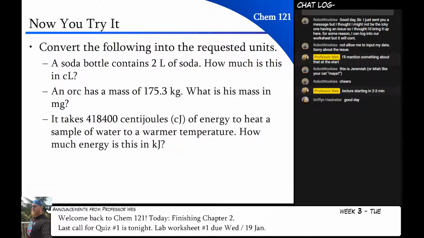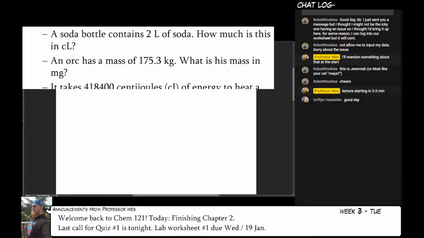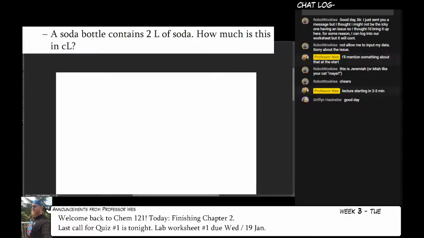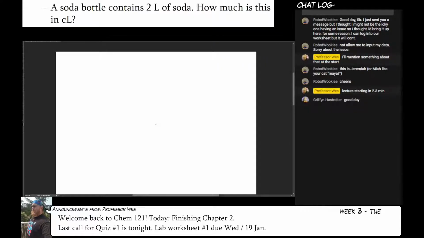I want to say that we had these 3 problems, and I had you working on them, and then we ran out of time. So I'm going to start by working on the solutions for these.